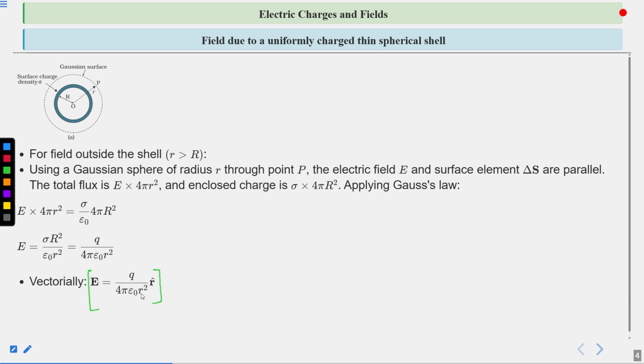Now here is one question for you. From this relation, E is inversely proportional to r square. Yes or no? It means if the value of r increases, the value of E decreases, because both are inversely proportional. Now what is the graphical representation between E and r? It will be like this, E versus r.